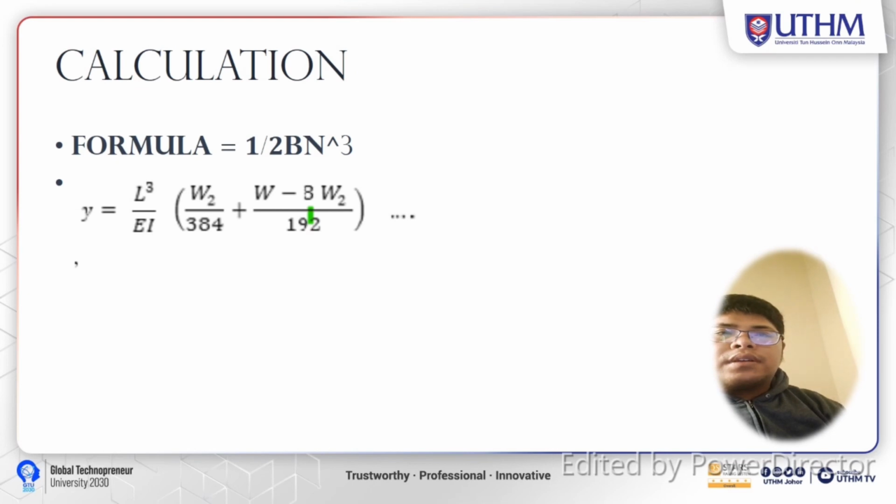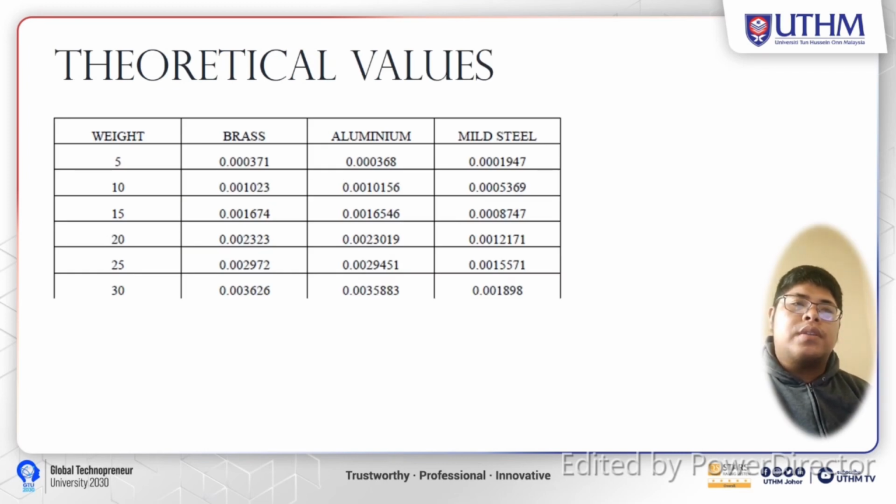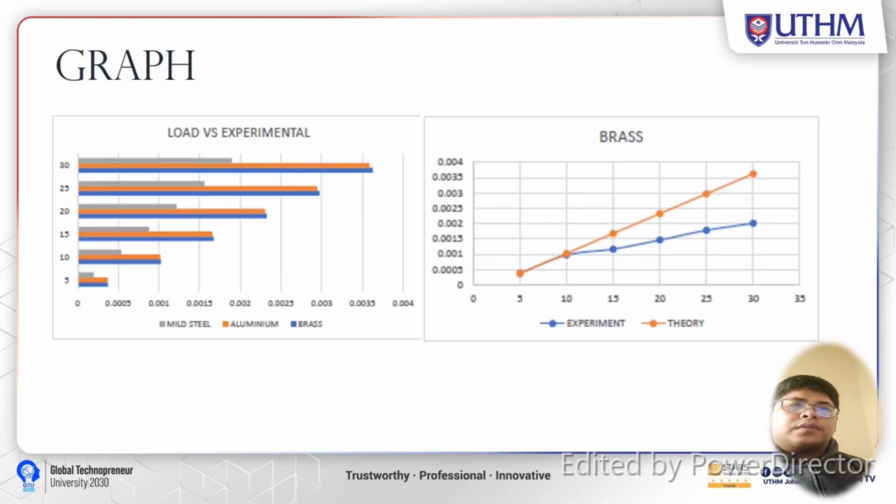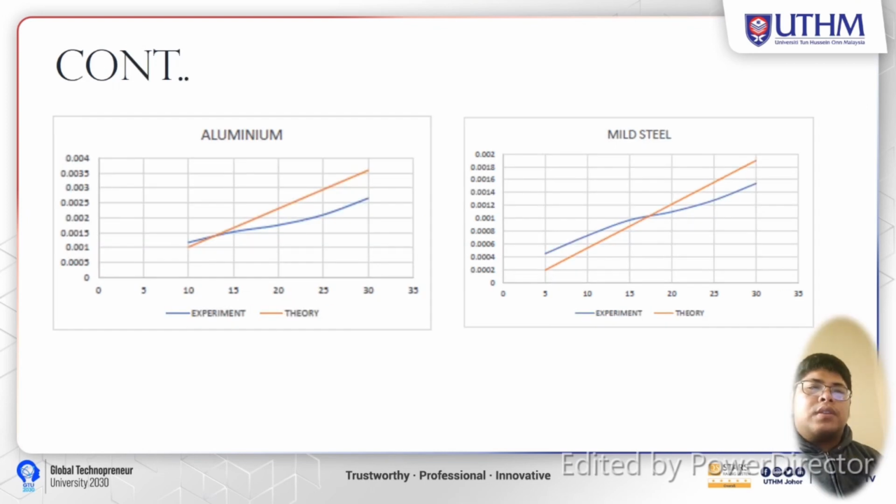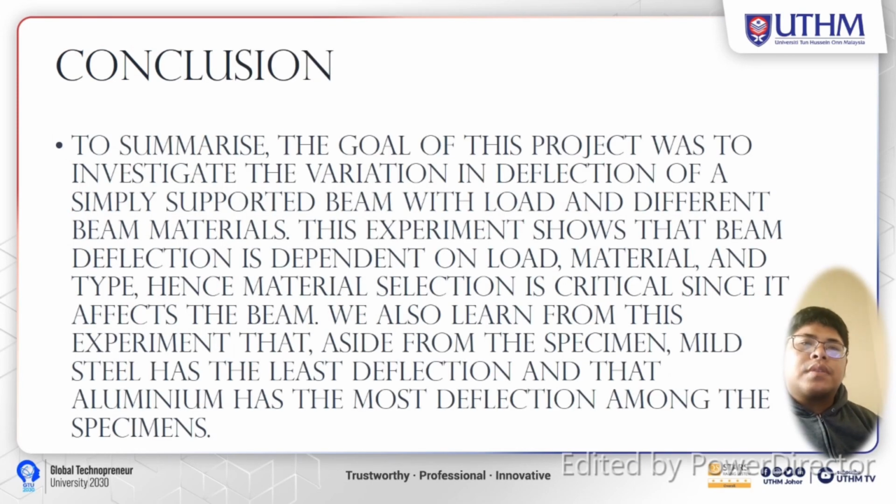For the next slide is the calculation formula. We use 1 over 2 b n to the power of 3, and y equals L to the power of 3 over EI times W over 384 plus W minus B W2 over 192. The next slide is about the theoretical values for brass, aluminium, and mild steel. Next slide is the graph for load versus experimental for brass. Next one is aluminium and mild steel.